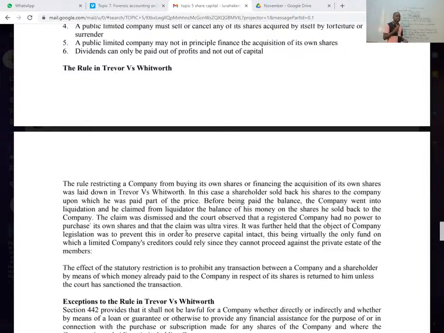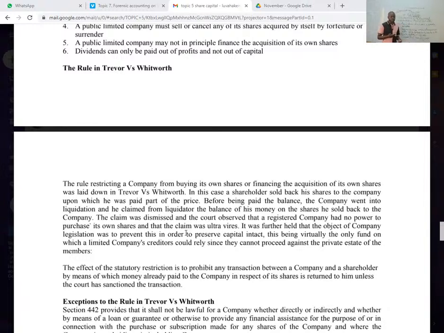So on liquidation, the liquidator, the person who lists down all the creditors on liquidation, was supposed to pay this particular balance. So this shareholder was claiming the balance on the shares that he had sold back to the company. This went to the court, and this is what happened. The claim was dismissed, and the court observed that a registered company had no power to purchase its own shares, and that the claim was ultra vires.